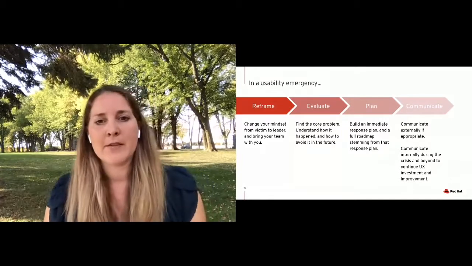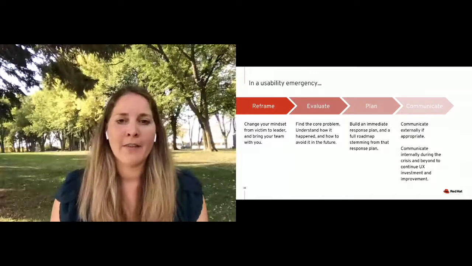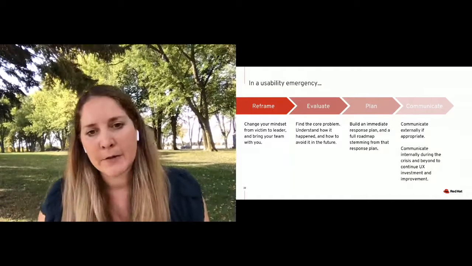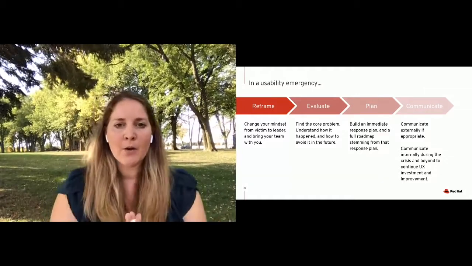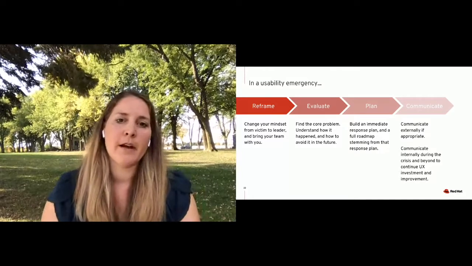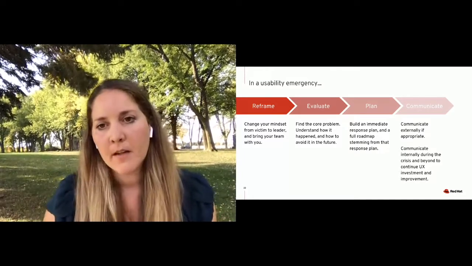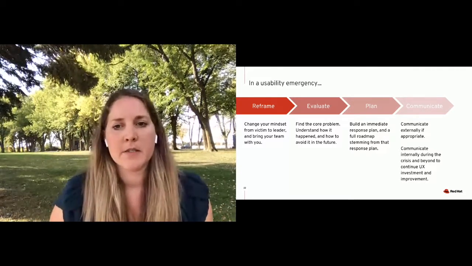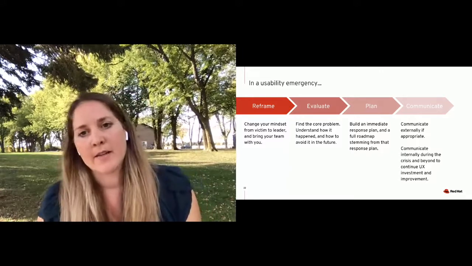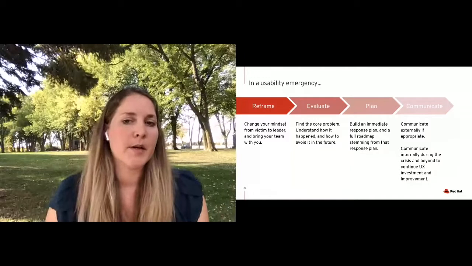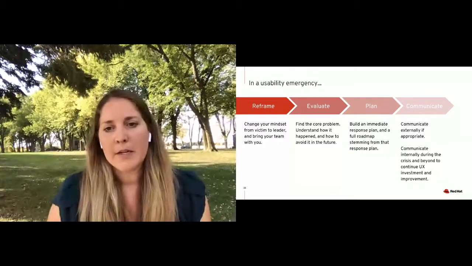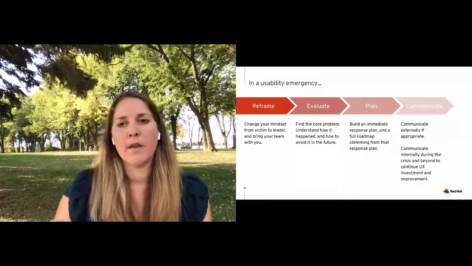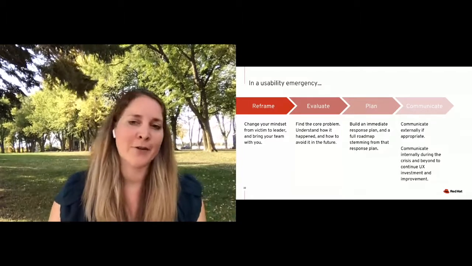Then we're going to build that immediate response plan and start executing as quickly as possible on that plan to get those stakeholders out of that spotlight. And also make sure that we're building that full roadmap so that we're not just responding to this situation, but we're building a better platform for our future. And last but not least, we're going to communicate about all of these pieces as much as possible. We might choose to communicate externally. We might not, depending on the situation, but we're definitely going to communicate internally and make sure that we continue that communication with our internal stakeholders over time after this crisis ends.